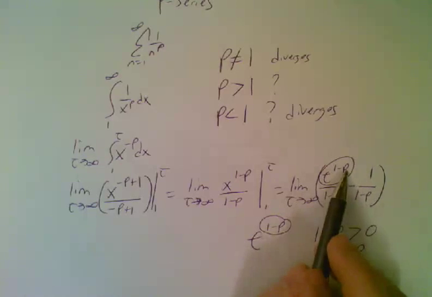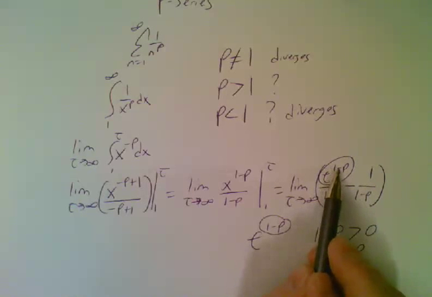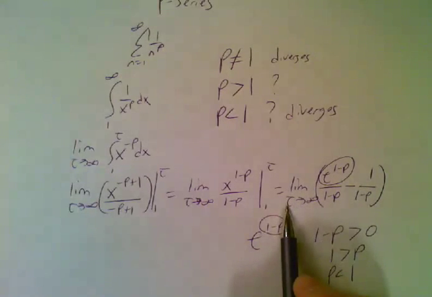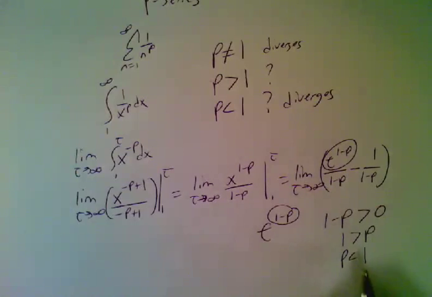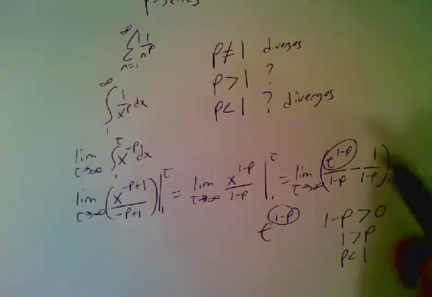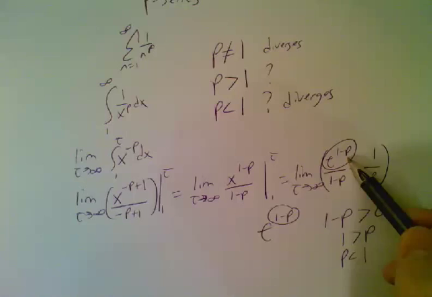If p is negative 10, then this is going to be t to the 1 minus negative 10, which is t to the 11th. Okay? That's just going to go off to infinity as t goes to infinity. So if p is actually less than 1, then this is going to go off to infinity.